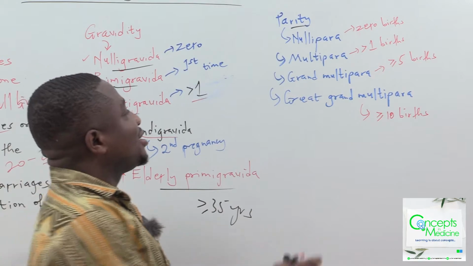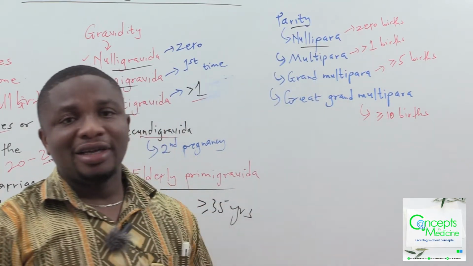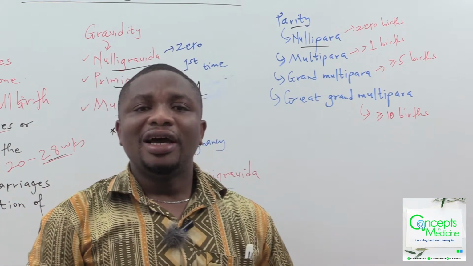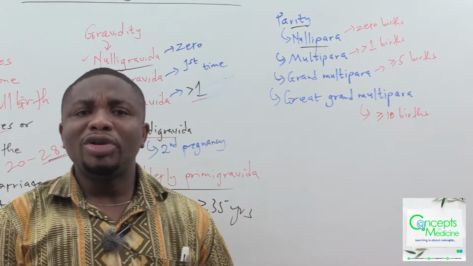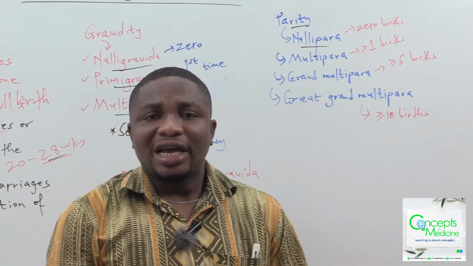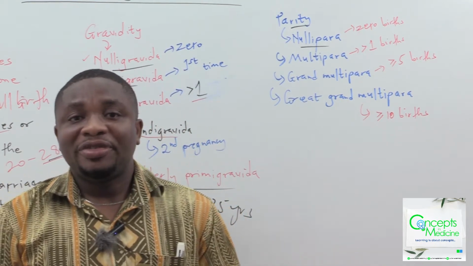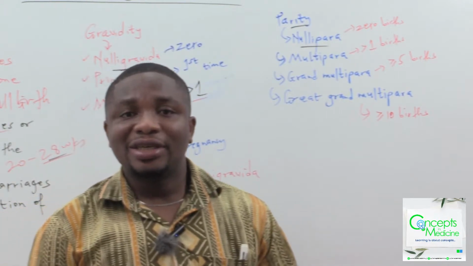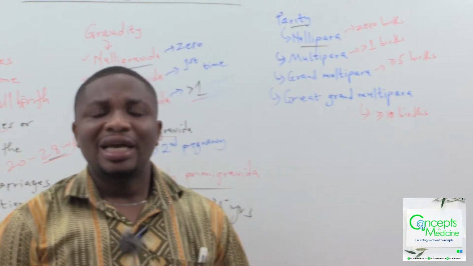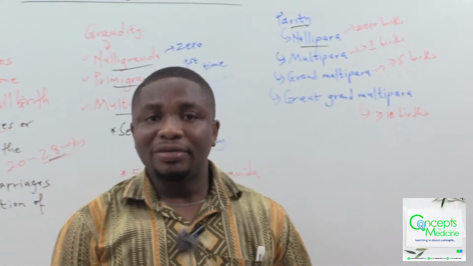Now let's look at the terminologies under the parity, or simply para. The first one we have is nullipara. Nullipara means zero births beyond the viability age. Then somebody will ask, if I am pregnant, I'm referring to a female, and I had a miscarriage, would I be referred to as a nullipara or a nullip?